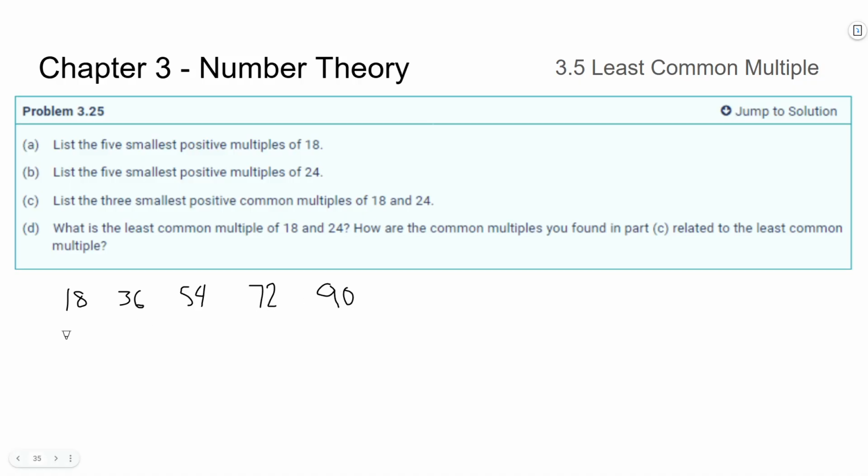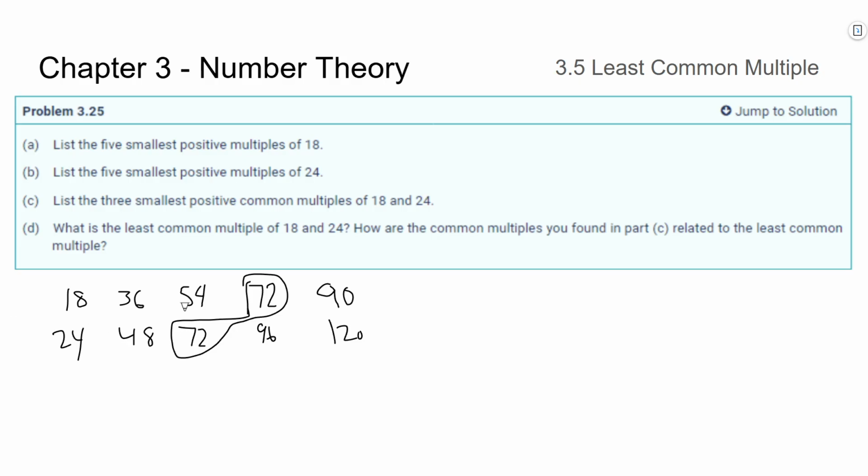So multiples of 24 are going to be 24, 48, 72, 96, and 120. Okay, so those are the 5 smallest positive multiples of 24. Now, what are the 3 smallest positive common multiples of 18 and 24? Okay, so common multiples, 18, no. 36, no. 54, no. 72, yes, that is a common multiple. Okay, and I don't see any other ones here, so we might need to continue getting some more multiples here.